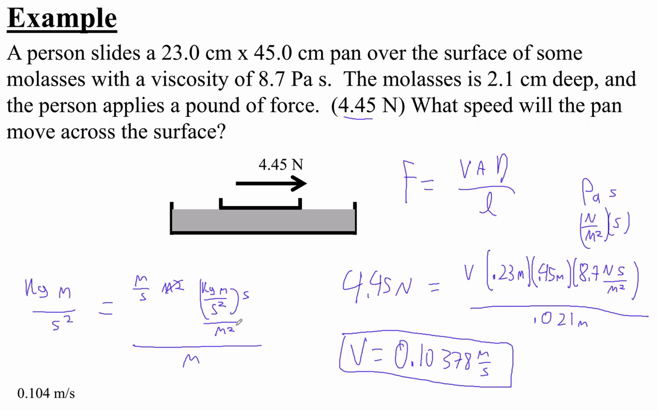This meters squared cancels that one. Seconds cancels seconds. Meters cancels meters. Yeah, there we go. We end up with newtons equals newtons. It's got a happy ending. I was going to expose the eternal flaw of physics. All right, good enough.